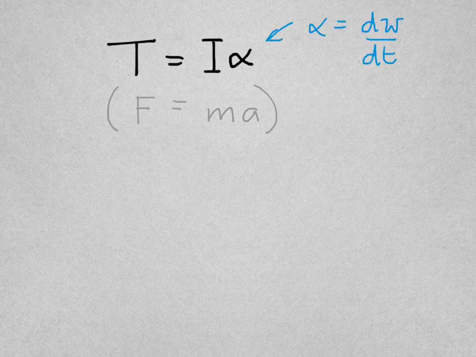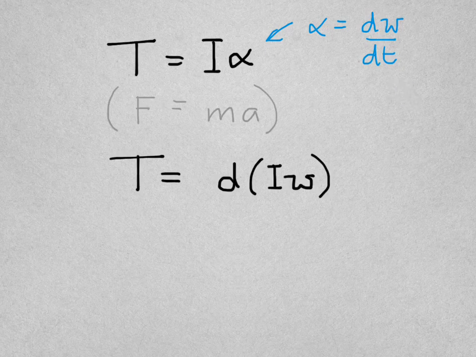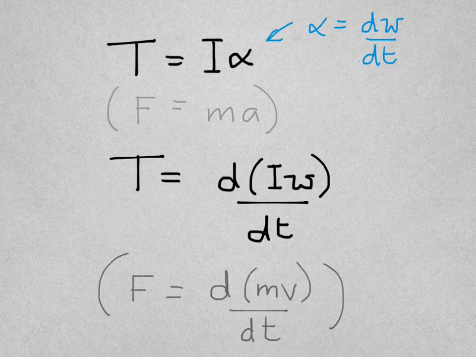Now alpha is defined as the rate of change of angular speed, so that's d omega by dt. So we can rewrite that equation as T equals d(I omega) over dt. That's just replacing the alpha with the d omega by dt. And that maps to the equivalent linear equation F equals d(mv) over dt. So rate of change of momentum. So mv here is linear momentum.